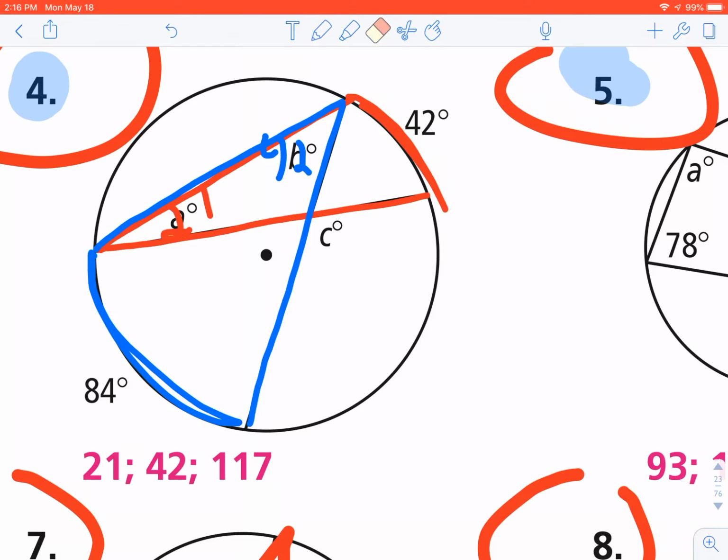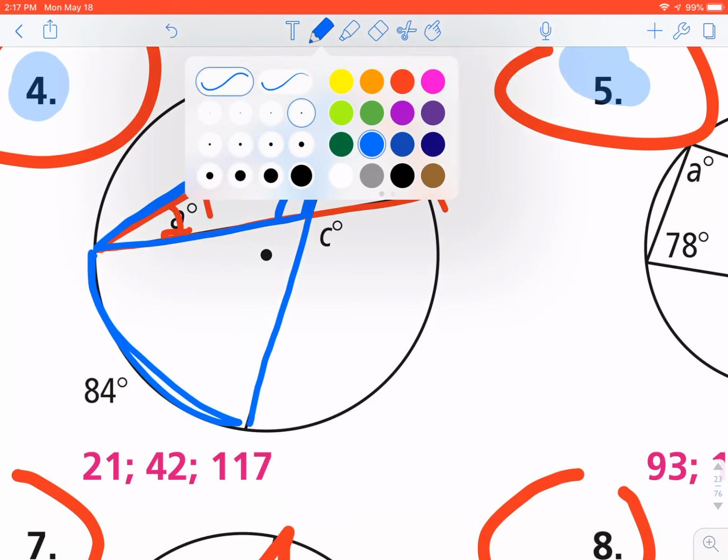C is not a direct application of any theorem from chapter 12.3. It actually requires previous knowledge. So the first thing is, we do have a triangle here. Alright, so a triangle has 180 degrees in it. So if I add 21 and 42, that gives me 63. If I subtract 63 from 180, that tells me that this measurement is 117 degrees.